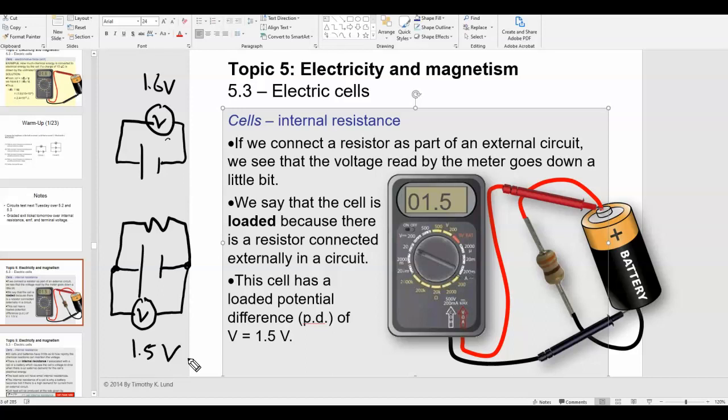Now, obviously, there would be a voltage drop across the resistor. We would expect that. But we're not losing 0.1 volts in the resistor. We're losing it inside the cell itself. So I'm going to stop this video here and leave you with that mystery to think about: where is that 0.1 volts going? We will continue talking about that in the next video.